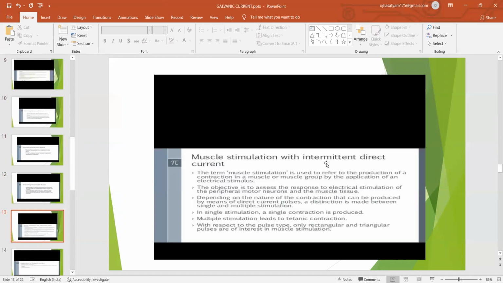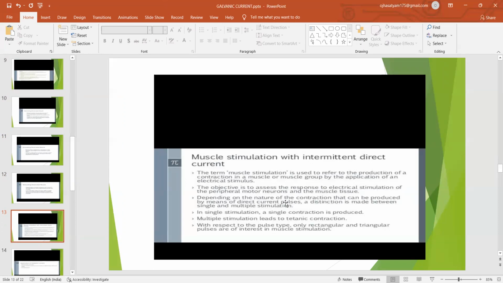Muscle stimulation with interrupted direct current. The term muscle stimulation is used to refer to the production of a contraction in a muscle or muscle group by application of an electrical stimulus. The objective is to assess the response to electrical stimulation of the peripheral motor neurons and the muscle.